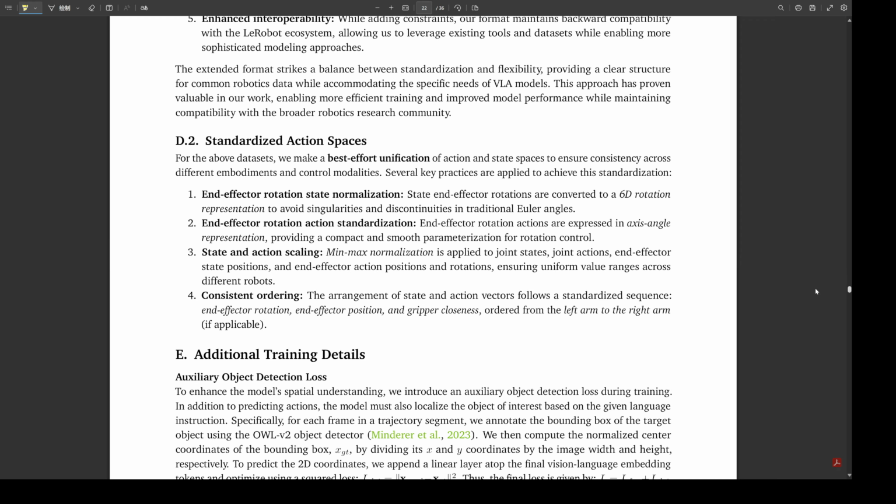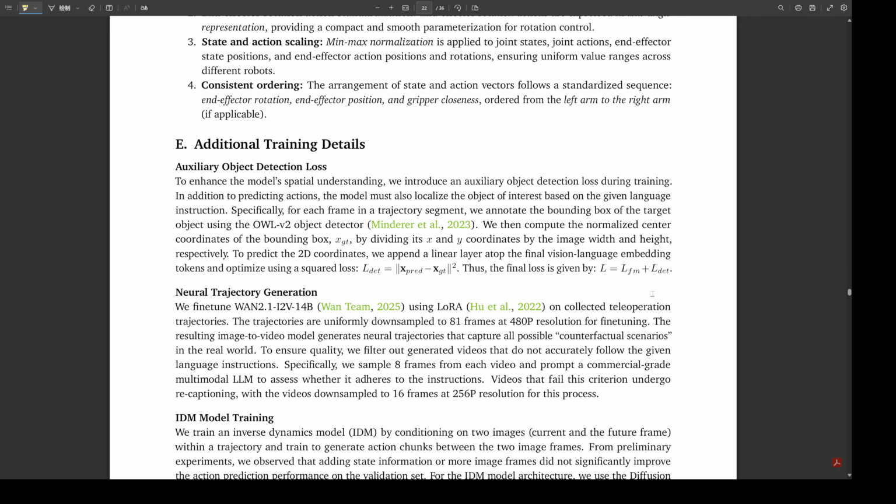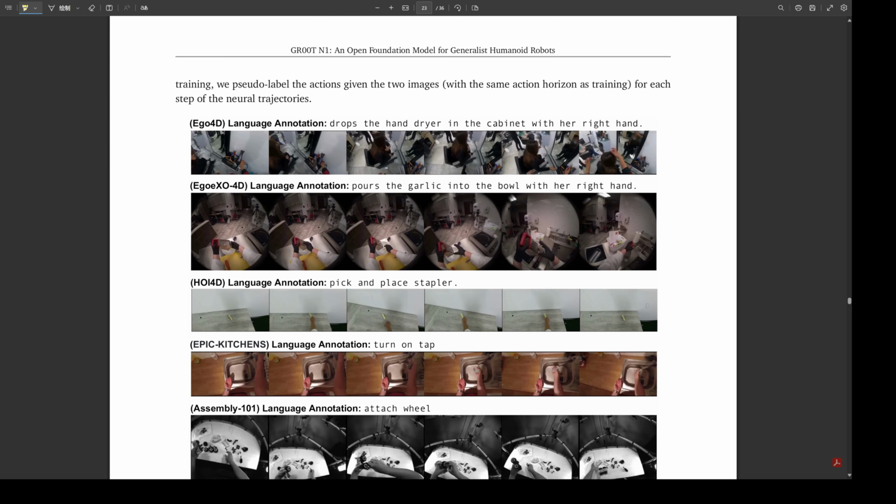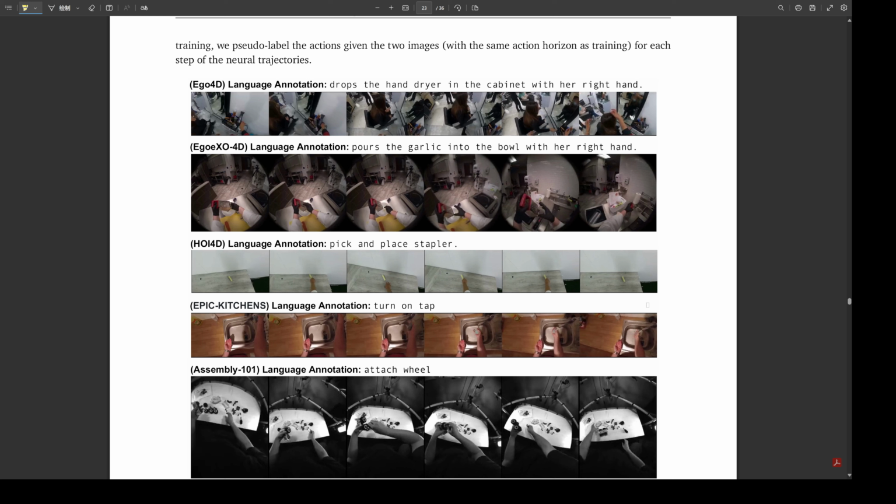So it's not just about understanding the words. No, it's about understanding what those words refer to in the environment. Like if you say pick up the cup, the model needs to know where the cup is. Exactly. So that's a really comprehensive set of academic advancements.